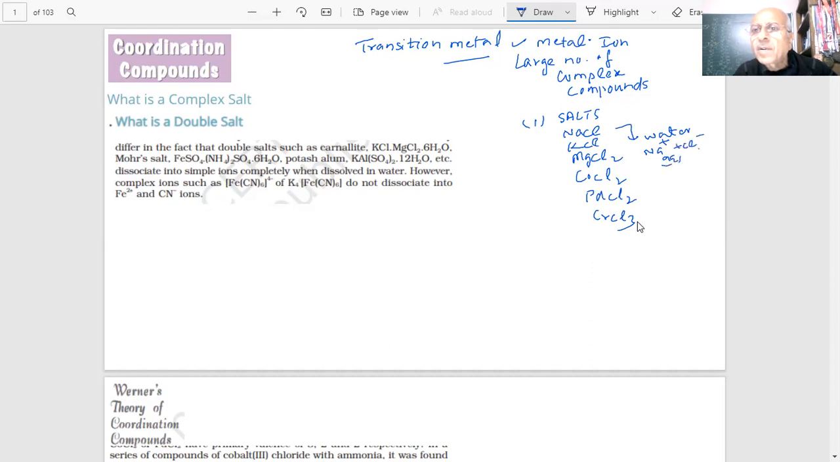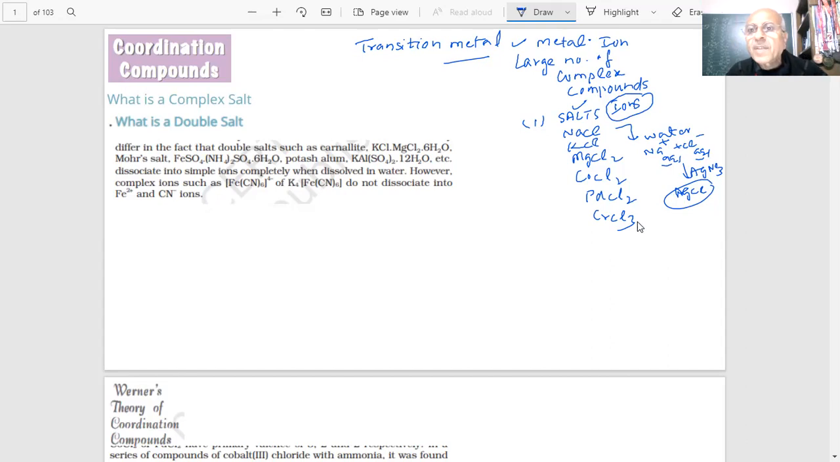And you can test for the chloride ion. How can you test the chloride ion? Add silver nitrate, it will give AgCl. So these are ionizable. What we are saying is, they are producing ions in solution. Salt produces ions in the solution.